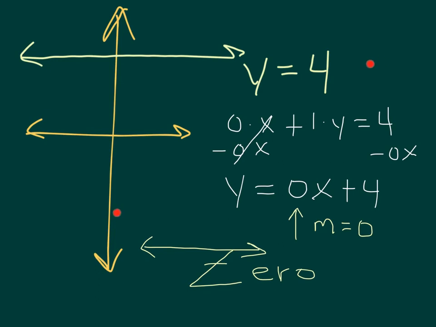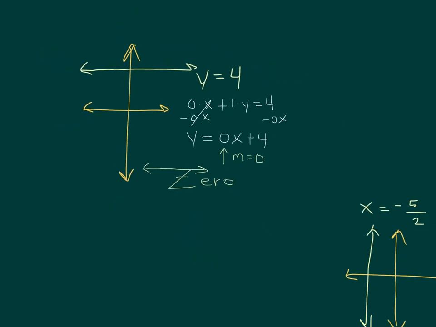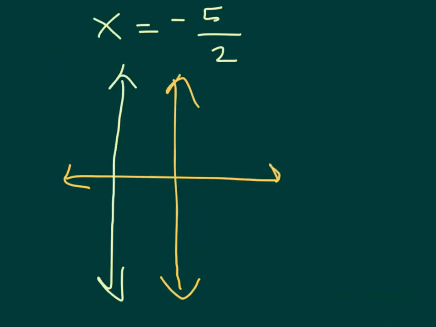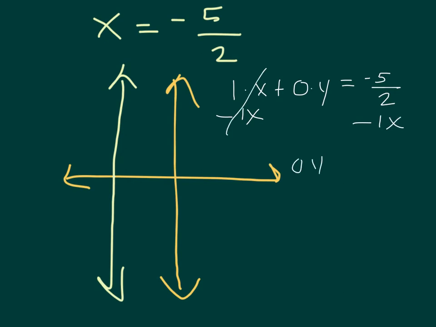Now let's apply the same logic to the other graph. So we're looking at x equals negative 5/2. So again, writing this in standard notation, I would have 1 times x plus 0 times y equals negative 5/2. Okay, so let's rearrange this and try to find some slope. So I'm going to, again, isolate y. I'm going to subtract 1x from each side. So that leaves me with 0y equals negative x minus 5/2.